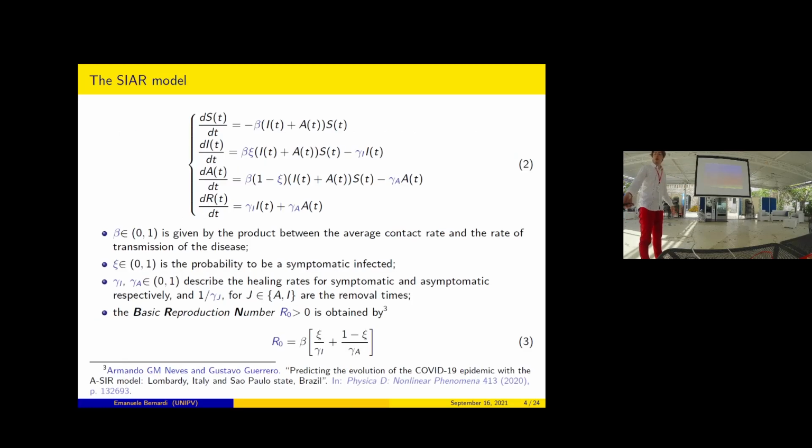If we want to look a little closer at the model, it is completely determined by 4 parameters: beta, that is also present in the classical SIR model, and is the product between the average contact rate and the rate of transmission for the disease. C, that is the probability of being asymptomatic infected, and so 1 minus C is the probability of being symptomatic infected. And then we have 2 different healing rates, one for each of the classes of infected that we have in the model, and consequently also 2 different removal times. The basic reproduction number in this case is a little more complicated than the one for the classical SIR model, and is obtained using all the 4 parameters that we have just described.